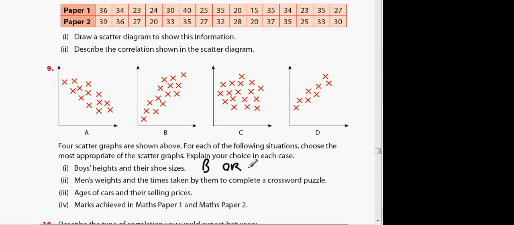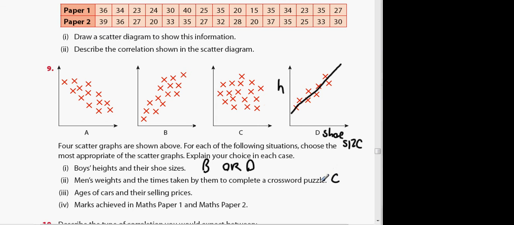Now, you could argue both. You could say that as the height gets bigger, so does the shoe size. So we can call this height and call this shoe size. B or D are both acceptable answers. Next question. Men's weight and the time taken for them to complete a crossword puzzle. Weight has no influence on how smart you are. So that's got to be C.